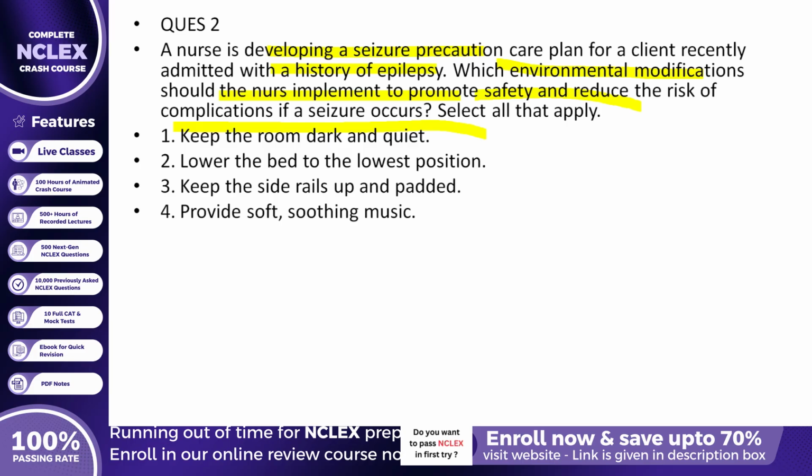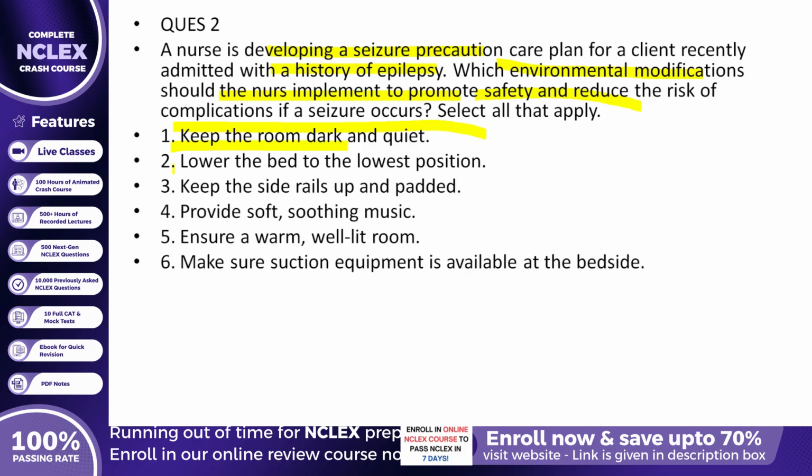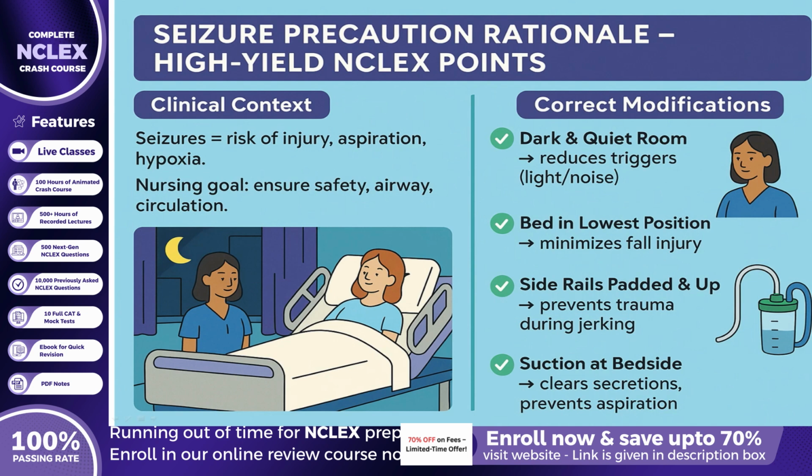Now, the correct answers here are options 1, 2, 3, and 6, which are keeping the room dark and quiet, lowering the bed to the lowest position, keeping the side rails up and padded, and ensuring suction equipment is available. To expand on the rationale, let us begin with the clinical context.